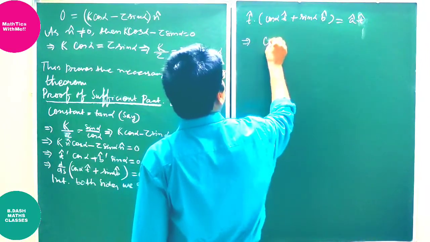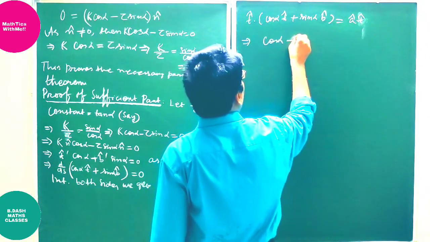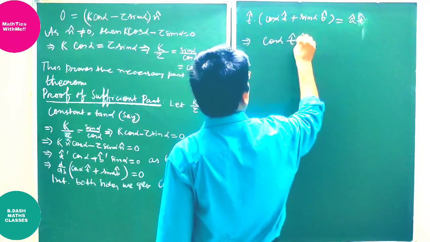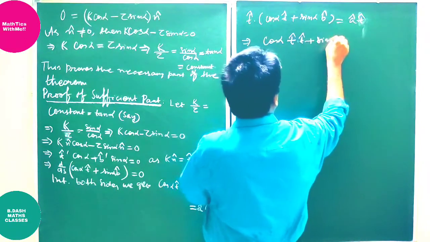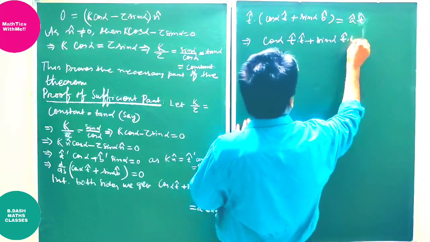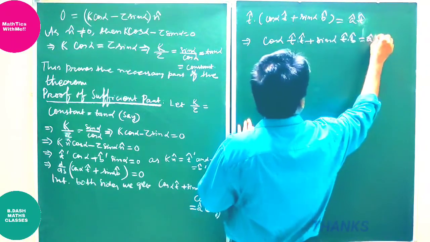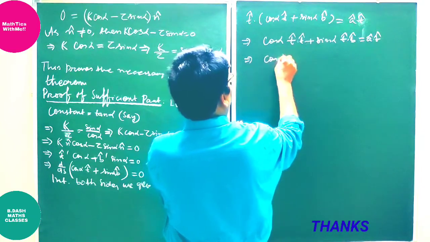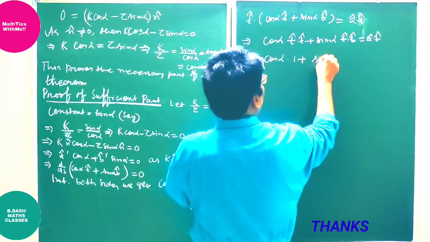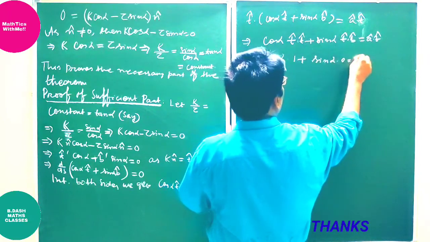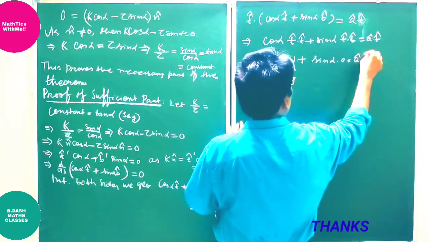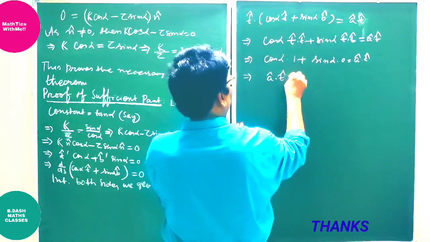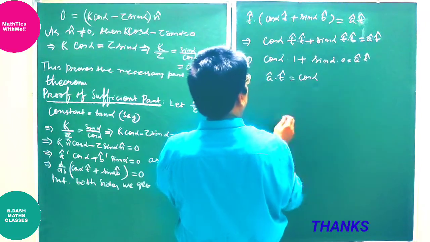So this equals cos alpha T cap dot T cap plus sin alpha T cap dot B cap is equal to vector A dot T cap. This implies cos alpha into 1 plus sin alpha into 0 is equal to vector A dot T cap. So this gives us vector A dot T cap is equal to cos alpha.